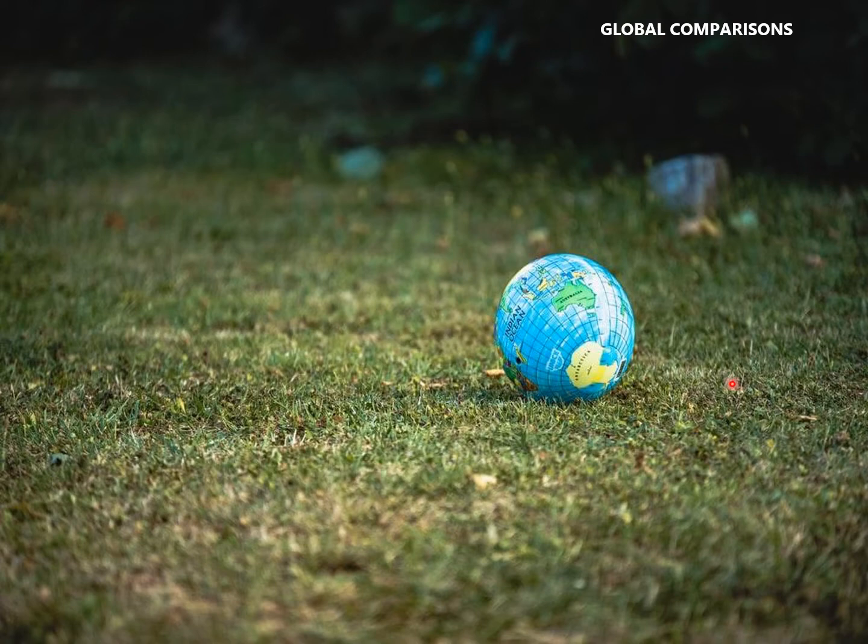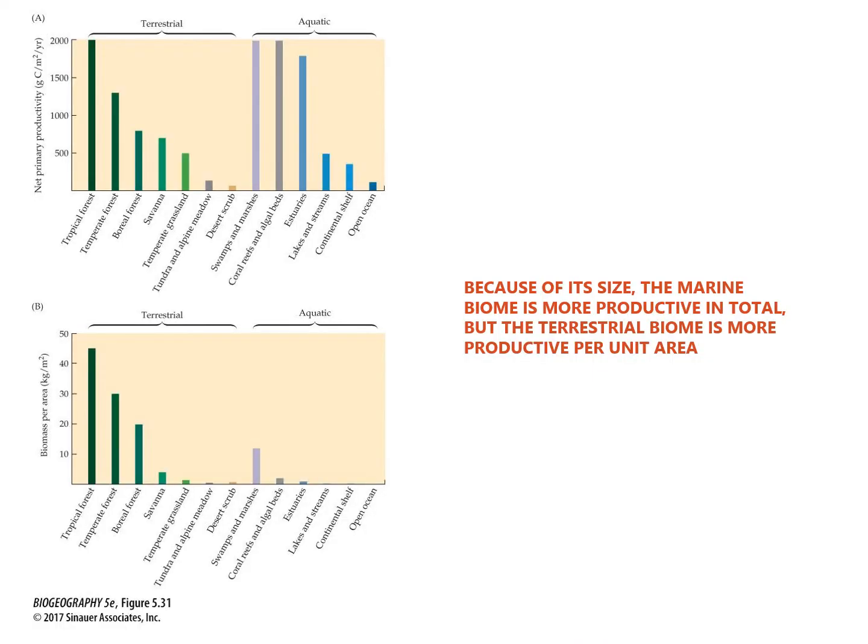Okay, so let's make some global comparisons here really quick and look at things on a global scale. So basically we're looking at primary productivity across terrestrial and aquatic types of environments. The big trend here is that marine biome is more productive in total, but the terrestrial biome is more productive per unit area. And so basically, because there's so much area, so many organisms, the aquatic environment is going to be more productive.